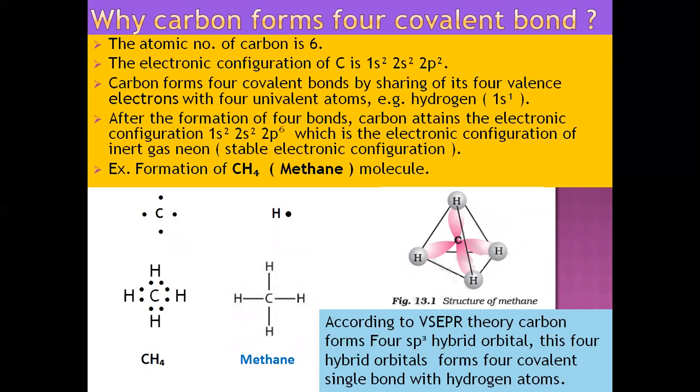Now, why does carbon form 4 covalent bonds? We know the atomic number of carbon is 6. The electronic configuration of carbon is 1s2, 2s2, 2p2. That means carbon forms 4 covalent bonds by sharing its 4 valence electrons with 4 univalent atoms.